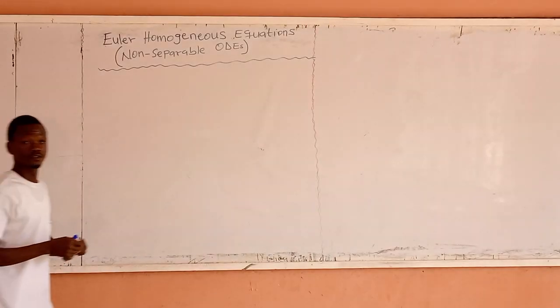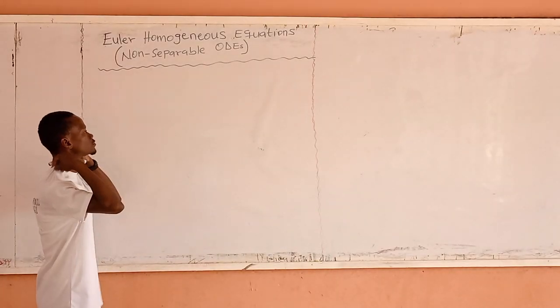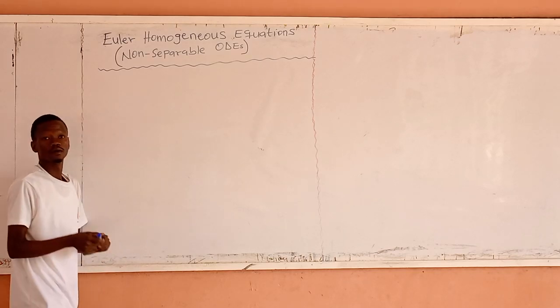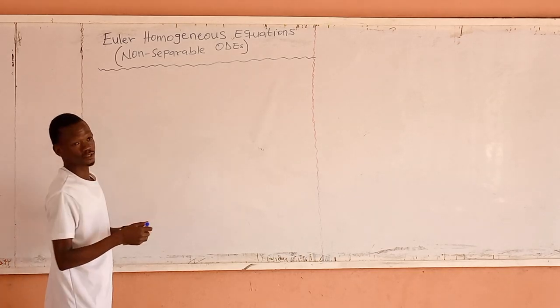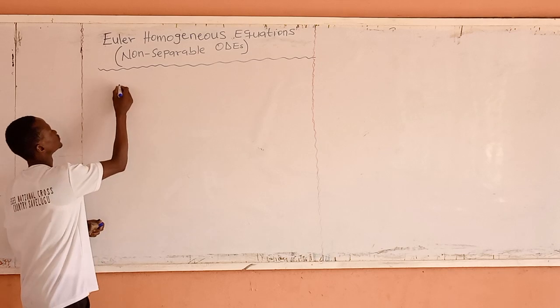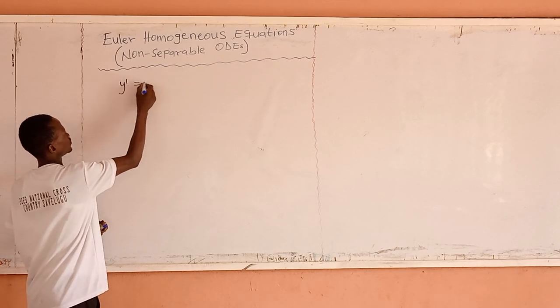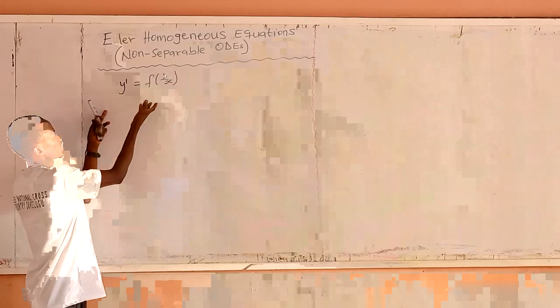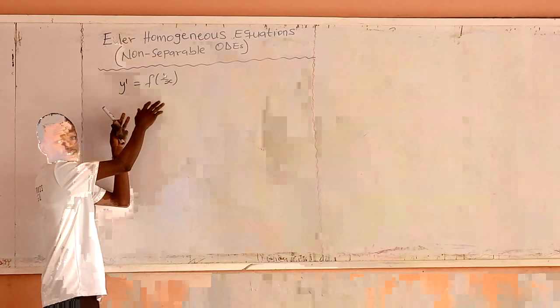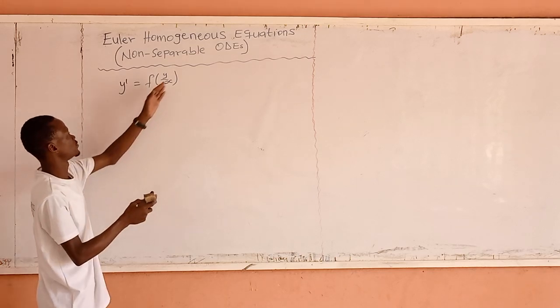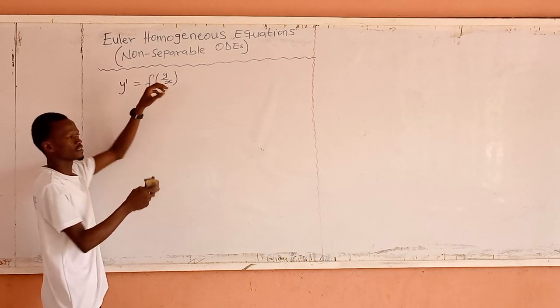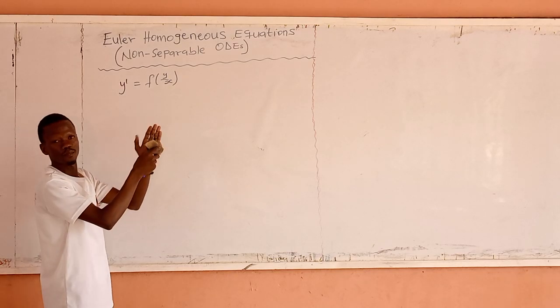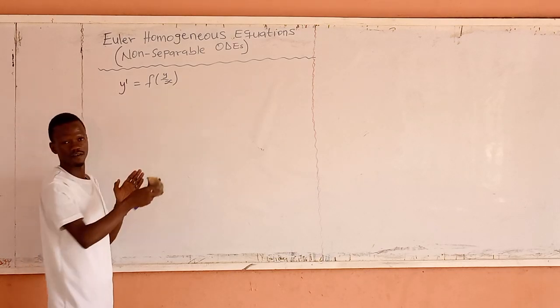Okay, so the Euler homogeneous equation is of the form y prime to be equal to f of y over x. So when you look at the form like this, the non-separable ODE has this form. You see that the y over x is inside the function. So that makes it not possible to separate the variables.